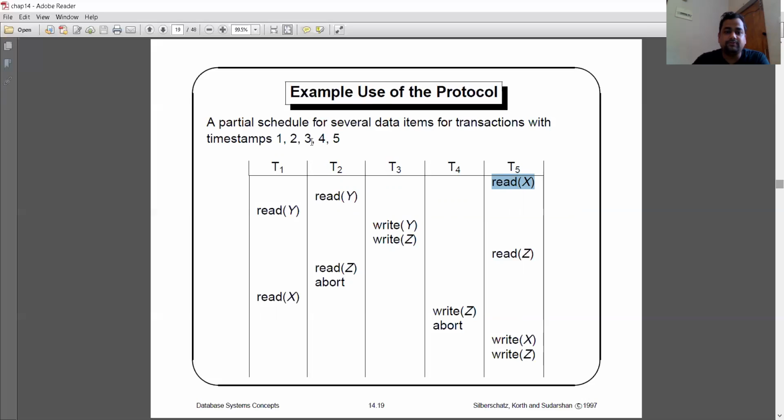You can check over here the timestamp of T5 equal to 1. Timestamp of T2 equal to 2. Timestamp of T1 equal to 3. Timestamp of T3 equal to 4. And timestamp of T4 equal to next.